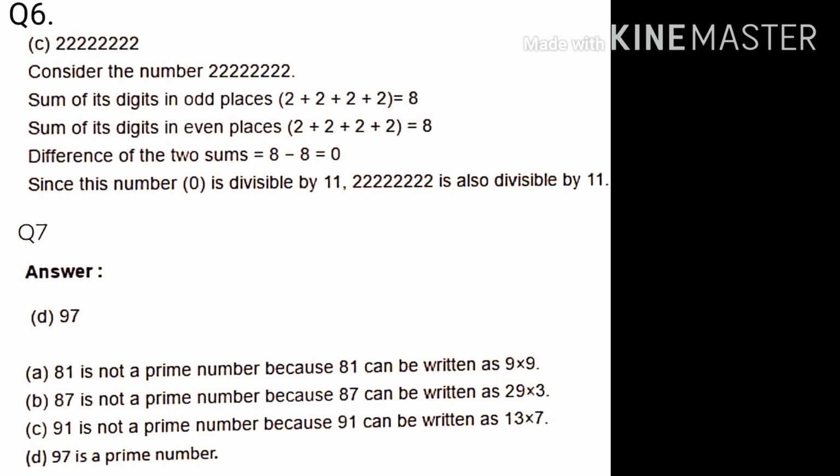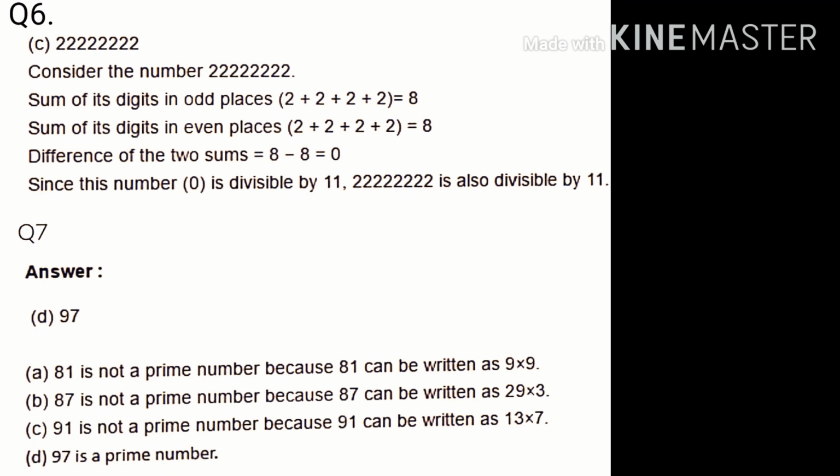So the number is given to you. The number is 22 crore 22 lakh 2222. So what we do, we have to add the sum of the digits in the odd places, which is 8, and we have to add the sum of the digits in the even places, again, which is 8, and the difference between the two sums is 8 minus 8, which is 0. So since the difference is 0, it is divisible by 11, and hence this whole number is divisible by 11.